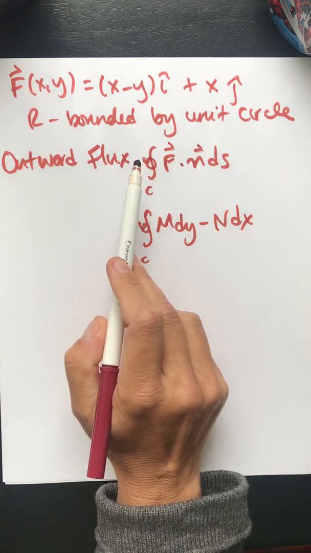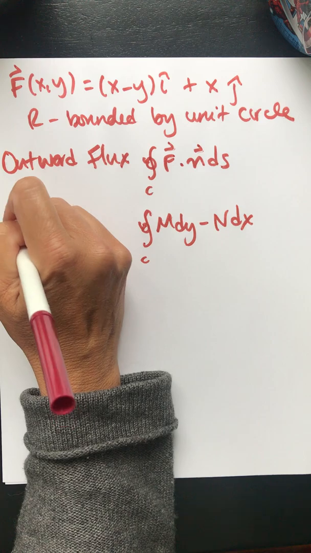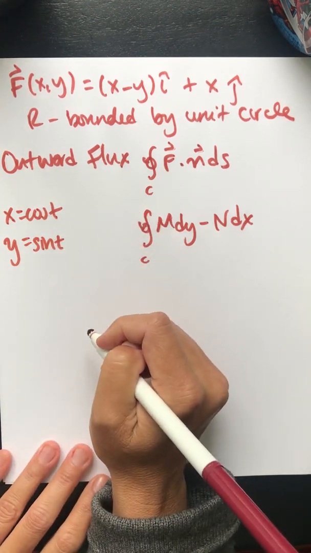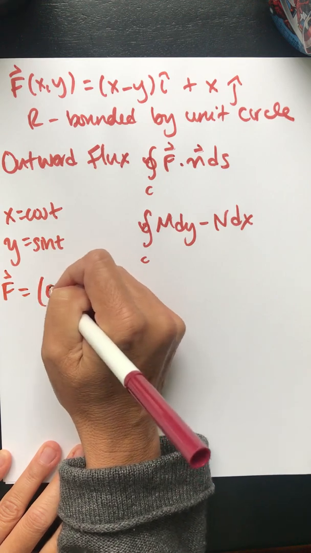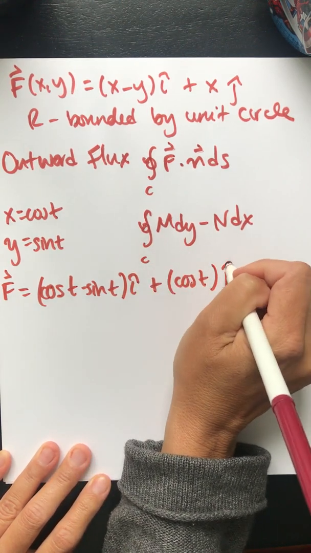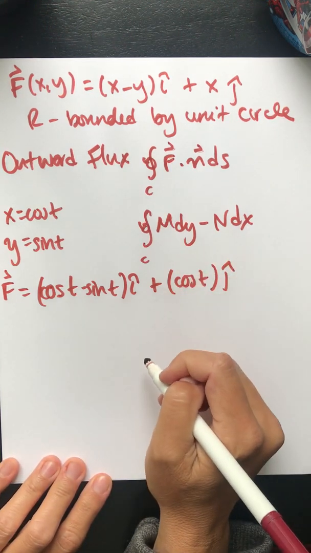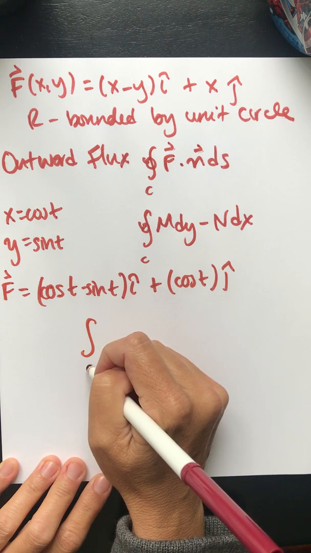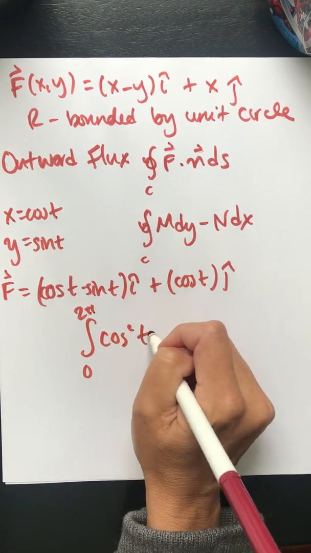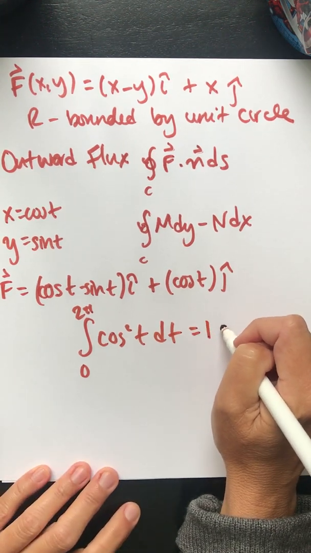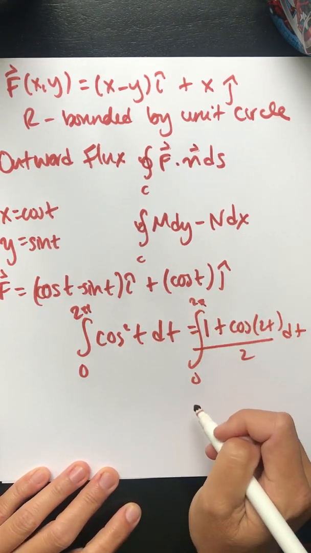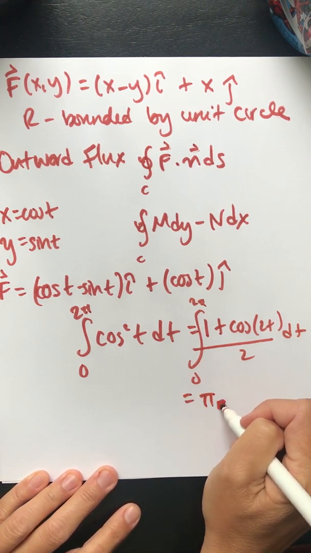So if we're going to put this over R, we're going to have to parameterize. So x is going to be cosine t, y is going to be sine of t. So our field, F, is going to turn into cosine t minus sine t i hat plus cosine t j hat. So plugging into here, we get the integral from 0 to 2 pi of cosine squared t dt, which is 1 plus cosine of 2t over 2 dt, which turns out to be 1/2 of 2 pi, which is pi.